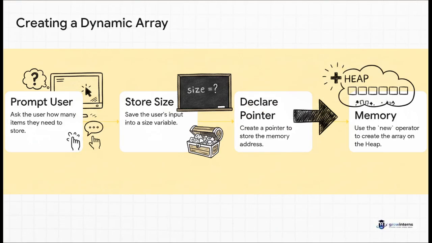Okay, let's see this in action, because this is where it gets cool. Imagine we're making a program to store student grades, but we have no clue how many students are in the class. First, we just ask the user, how many grades? We store that number in a variable, let's call it size. Then we create a pointer. And finally, the magic moment. We use new to create an array on the heap with the exact size the user just gave us. And boom! Just like that, our array is perfectly sized, created while the program was running.